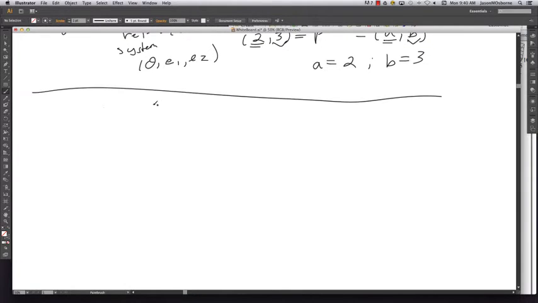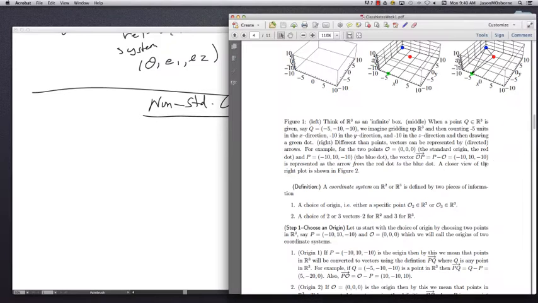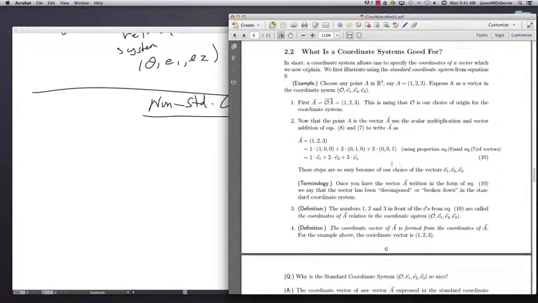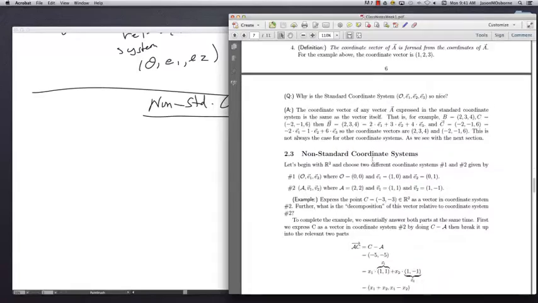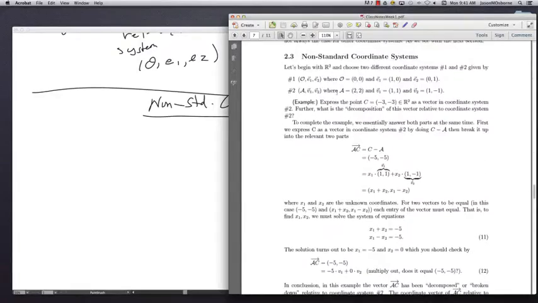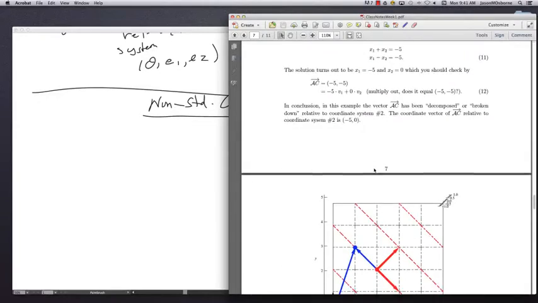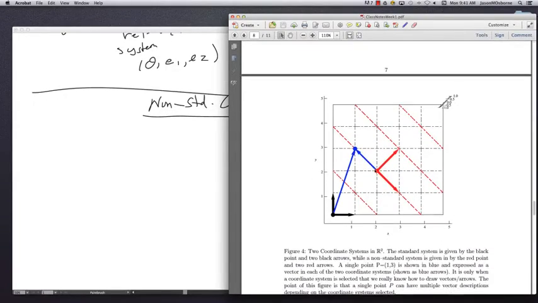But if you try a non-standard coordinate system, let's bring up a picture here. So here's what we're doing. We're talking about coordinate systems, and now we're in the non-standard coordinate system section. Let me move to a picture here and take a look.